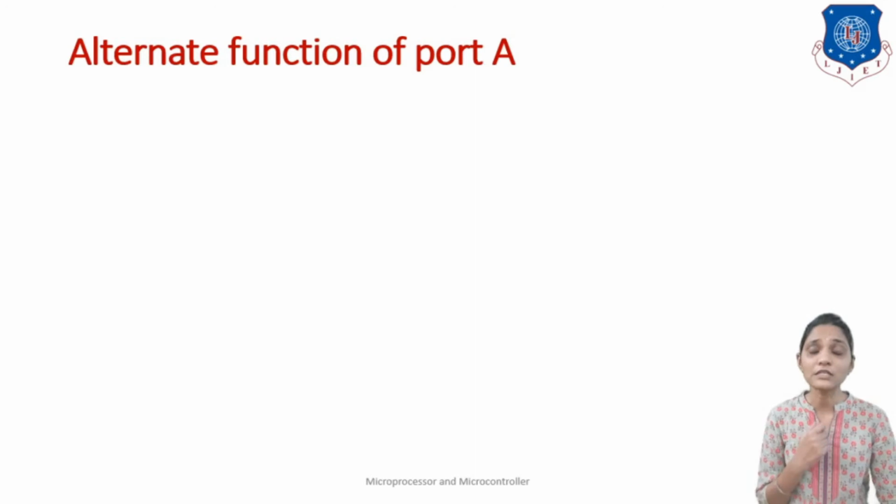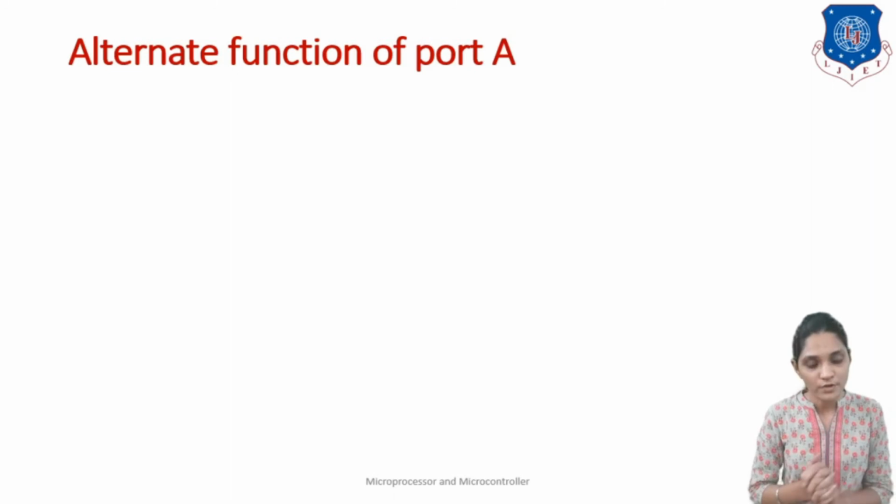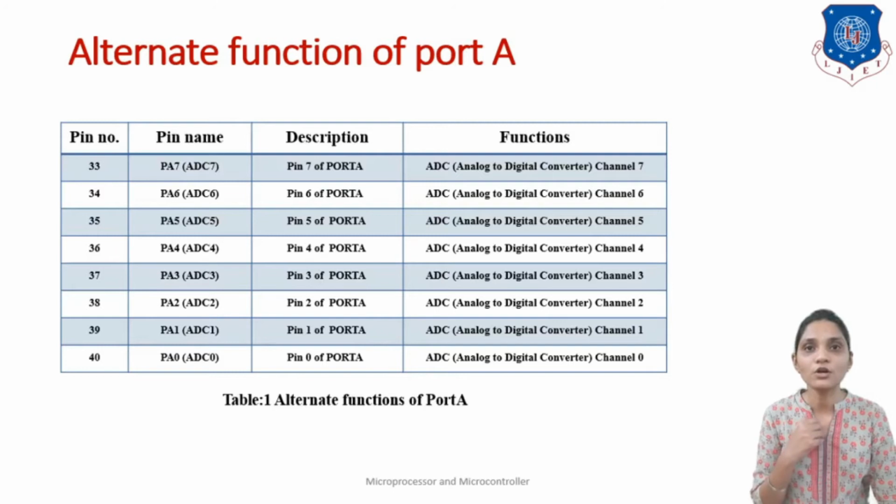Next we will see the alternate functions of ports A, B, C and D. So first let us start with port A. Port A is an input output port as well as the analog to digital converter port. Each and every pin of port A, that is PA0 to PA7, eight pins, can be considered as an input output pin, and it is also an analog to digital converter channel. So pin PA7 is also ADC channel number 7.